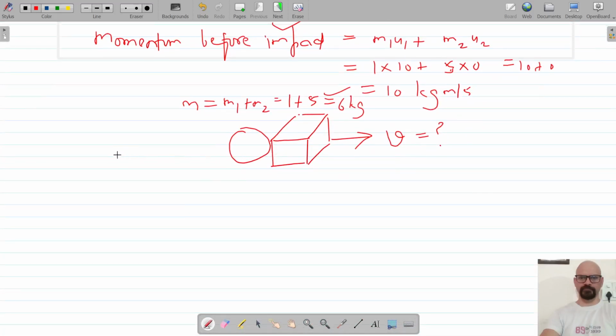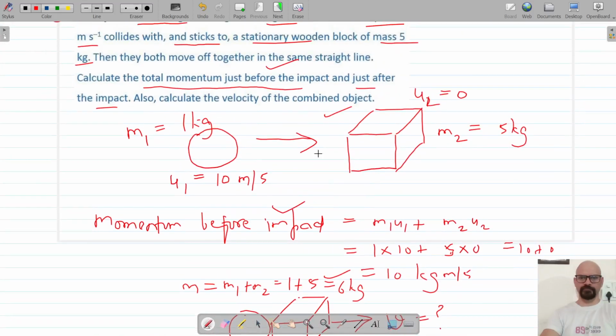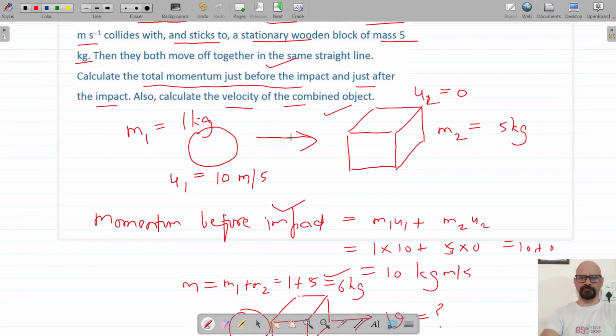So momentum after impact is equal to m into v, and here the combined mass is 6. So this is 6v kg meter per second, where v is the combined velocity of both the objects after the collision. We have to calculate the velocity of the combined objects.